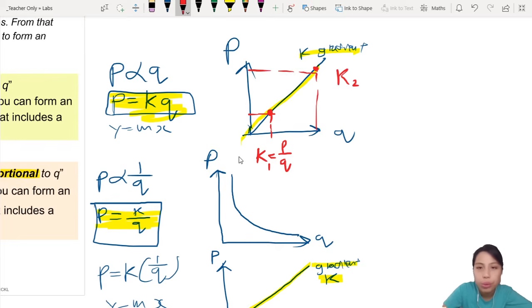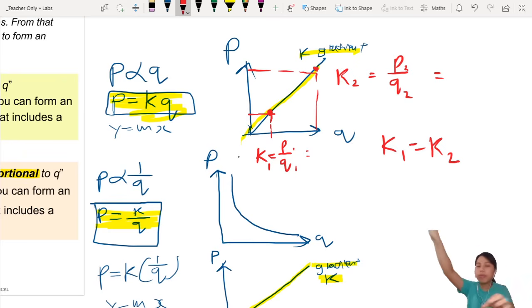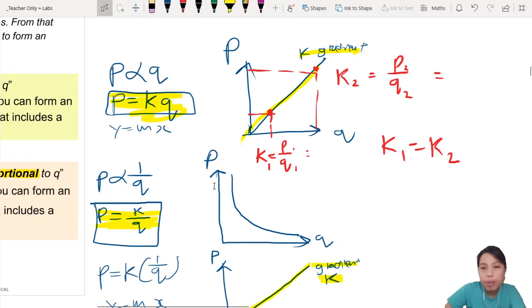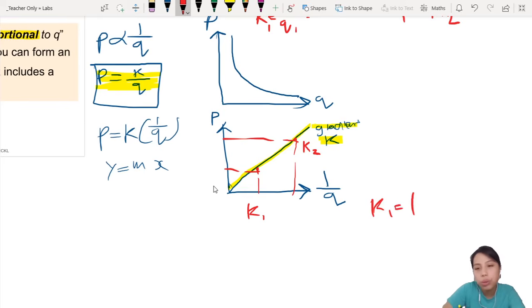This one, K2, will be P2 over Q2. Then you get some value. If your gradient is constant, then K1 should equal K2, because it's a straight line: your ratio, going down there and up there, should be the same K. Same thing for this one. If you calculate this one, you get a K1. Calculate here, what's the ratio or gradient? K2. K1 should equal K2 for this to be true.